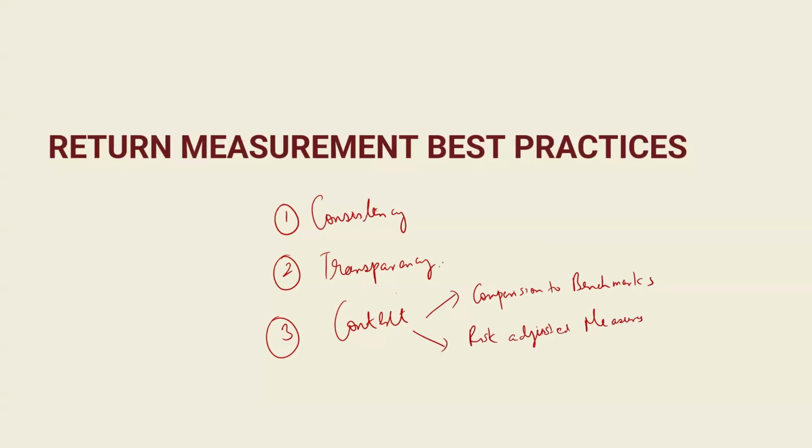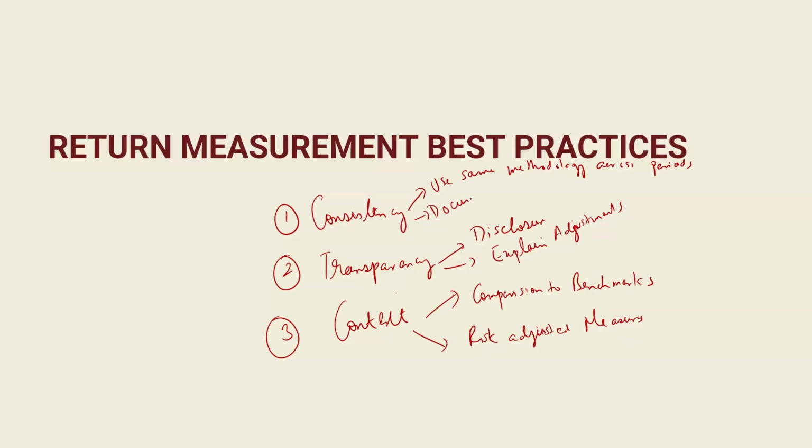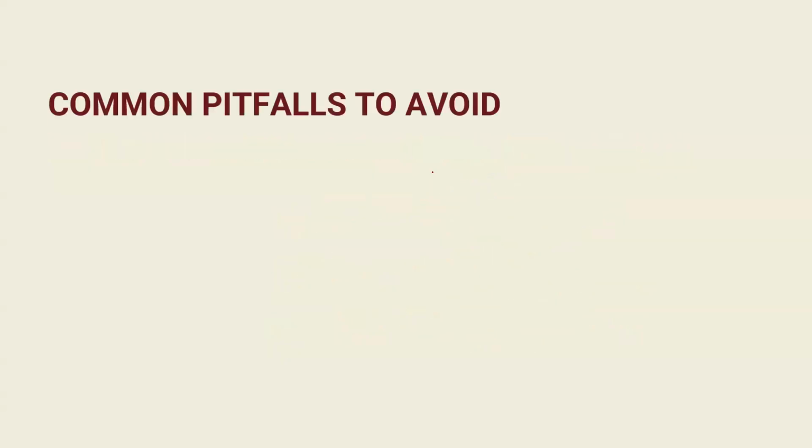Okay. And transparency, what we discussed, disclosure, right? And also the explanation of different kinds of adjustments. This is important. And consistency, use the same methodology across different periods, right? Across periods. Okay. And documentation is very, very important, of all the calculation methods that have been used. Okay. So along with the best practices, we also need to understand the issues that we need to avoid, the pitfalls that have to be avoided.